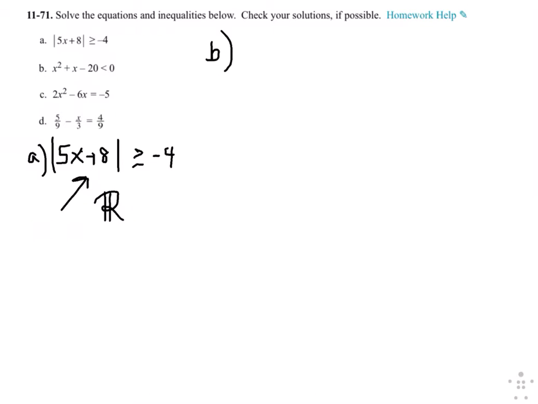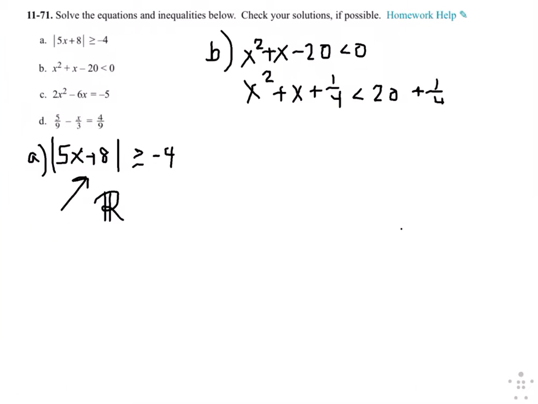For B, it's an inequality, right? x squared plus x minus 20 is less than 0. So again, I can do this by getting the boundaries and testing the 3 regions, or I can just use completing the square. So x squared plus x is less than 20. I add 20 to both sides. Now I take half the middle term, which is 1/2, and square it, and add that to both sides, plus 1/4.